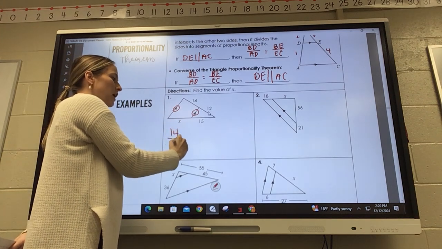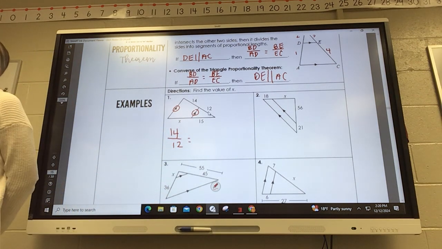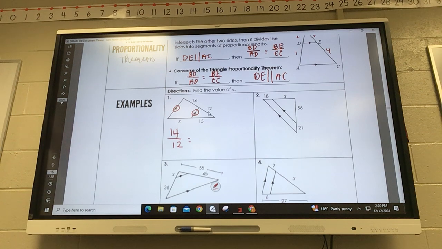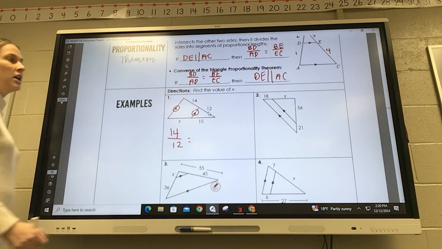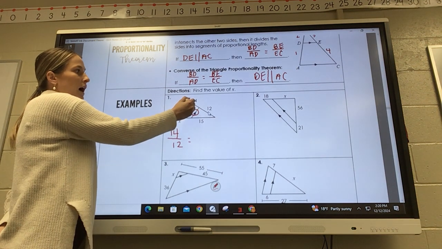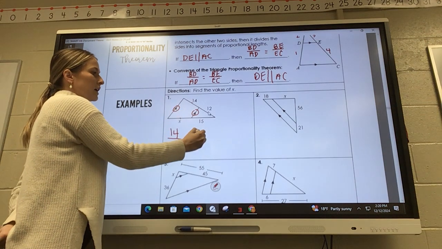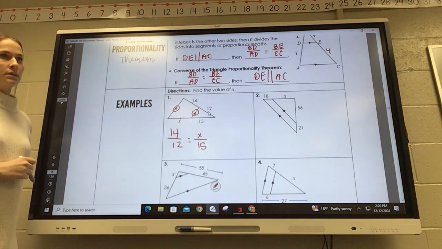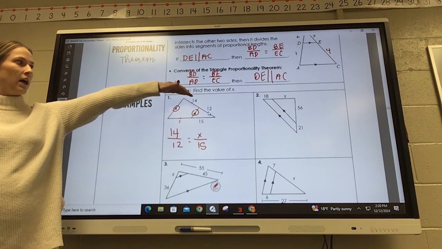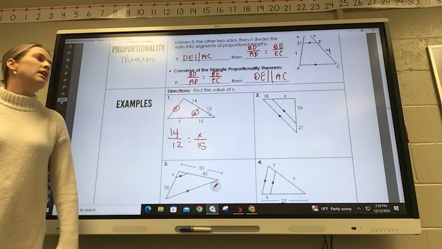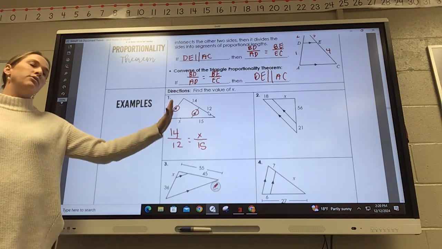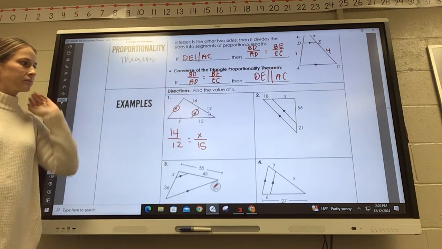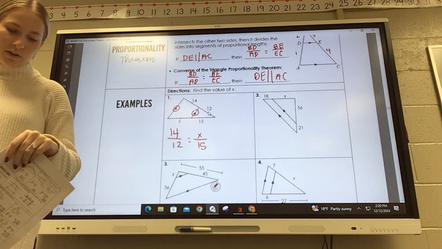So 14 over 12. But however you set up your first fraction, you're going to do your second fraction to match. So since I did 14, I want to do that same chunk on the other side on top over 15. Does that make sense? So I did the top line, first chunk, second chunk. Whenever I did the bottom line, I did first chunk, second chunk. And now, you guys know how to solve proportions.